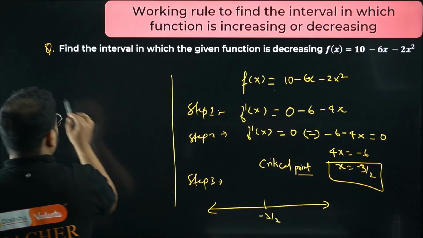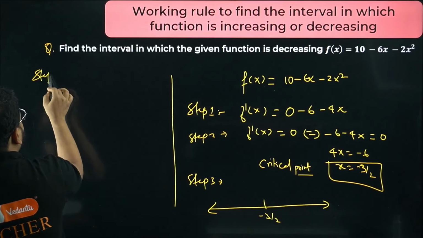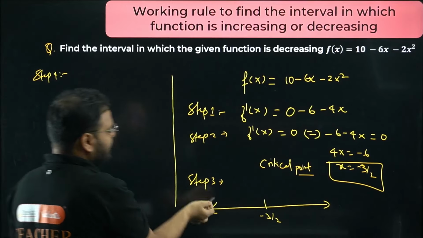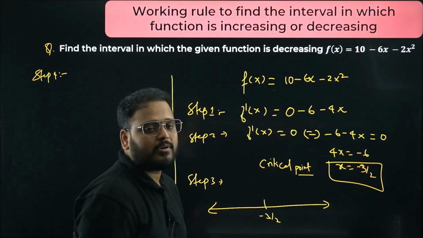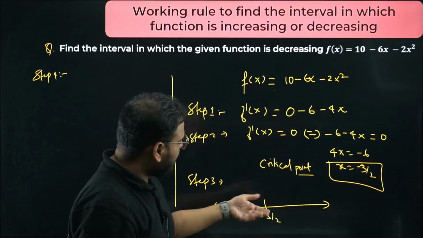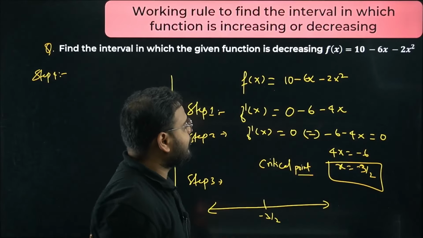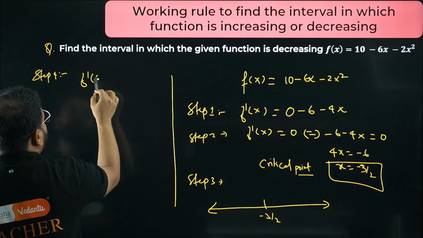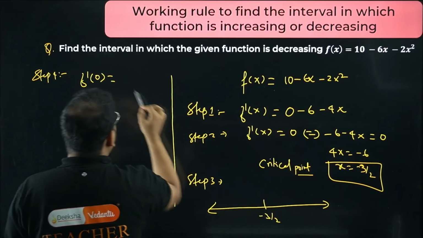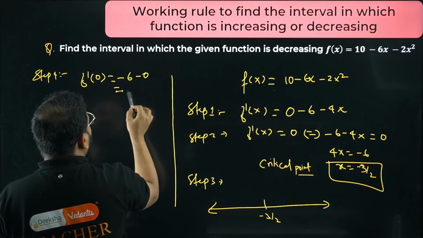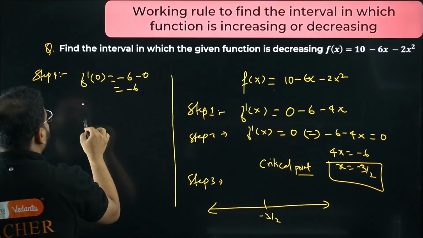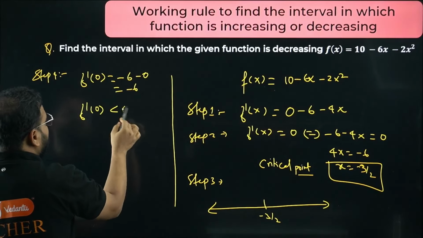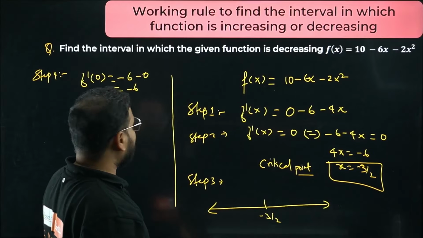Okay. So step 4 is actually part of step 3 only. Put x equals 0 in the derivative. What are you going to get? Check this out. If I put f dash of 0, what is that going to be? It will become minus 6 minus 0. What is that? Minus 6. So what are we getting, sir? f dash of 0 is less than 0. It's going to be negative, right?